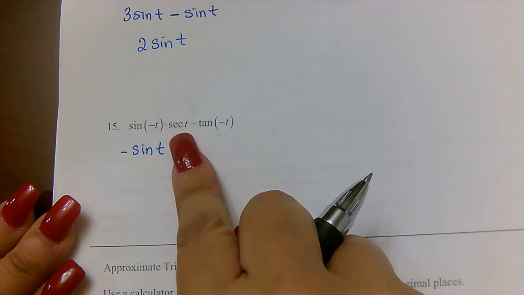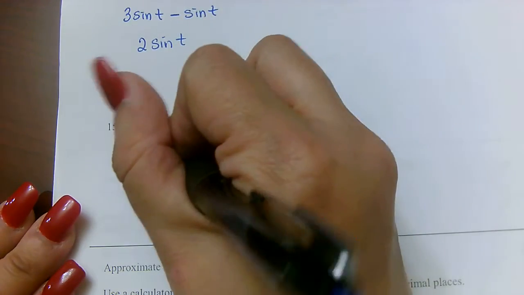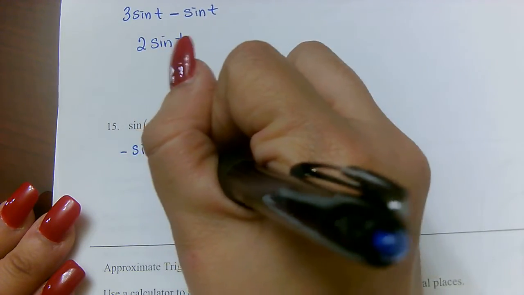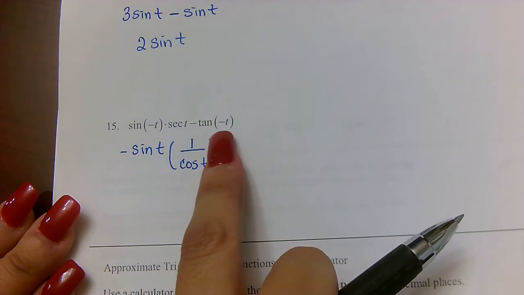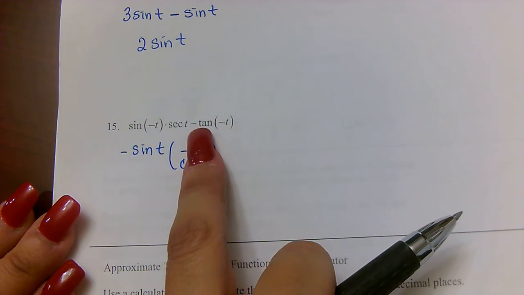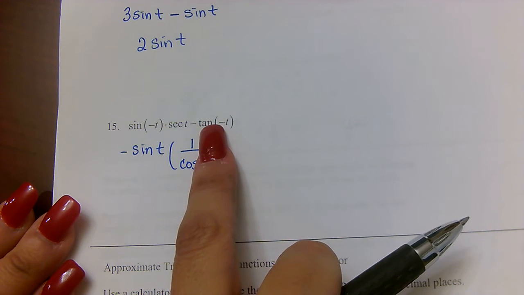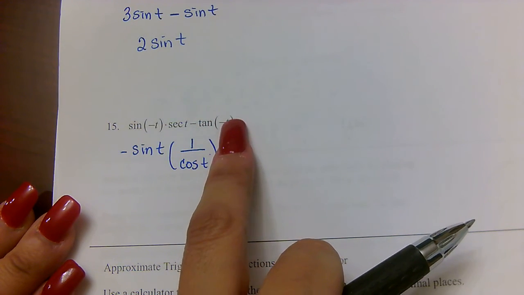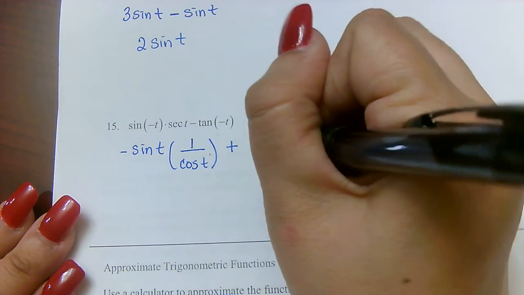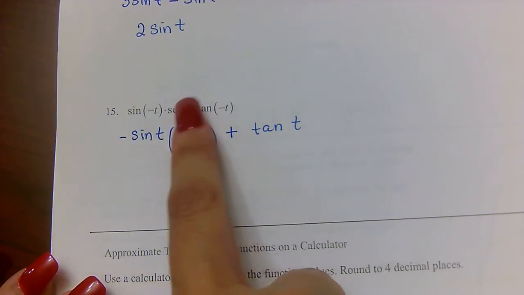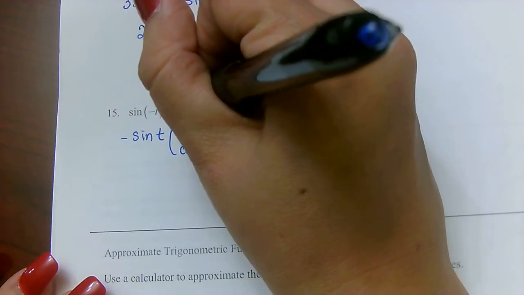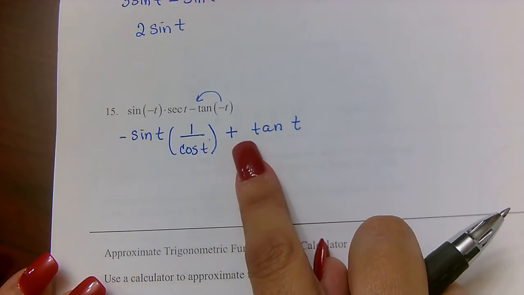Secant, what is secant? That's a reciprocal. That's the same thing as saying 1 over cosine t. Okay, and then a negative and a negative, tangent is an odd function, so this negative gets pulled out to the front, making it a plus tangent t. Okay, so pull this out to the front, and then a negative times a negative gets me a positive.